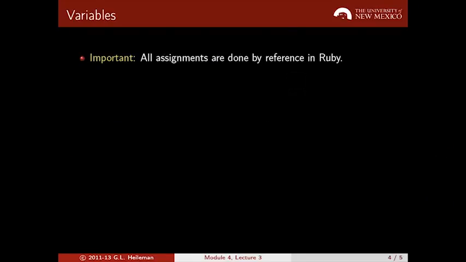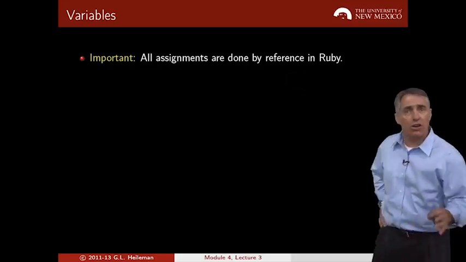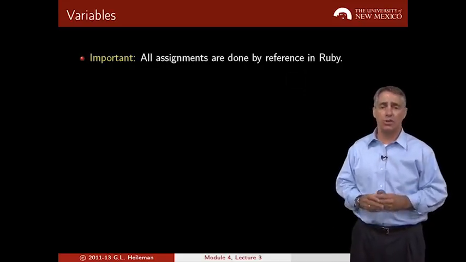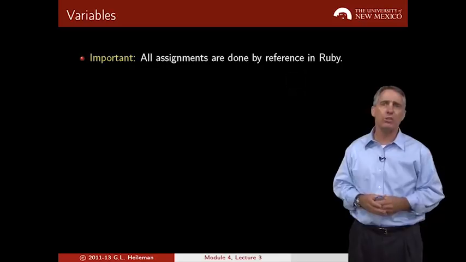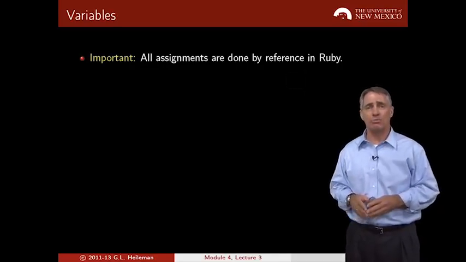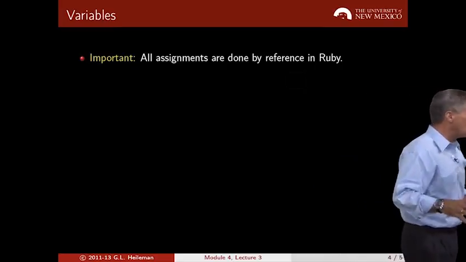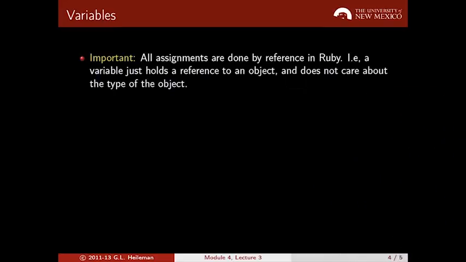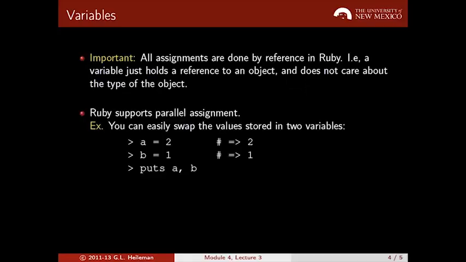Now, something that's a little different than other programming languages is that all assignments in Ruby are done by reference. If you use C or C++, by default, assignments are done by value. So you have to be careful and be aware of that in Ruby. So a variable just holds a reference to an object, and doesn't really care about the type of the object, again because it knows that everything ultimately inherits from the root object called Object.